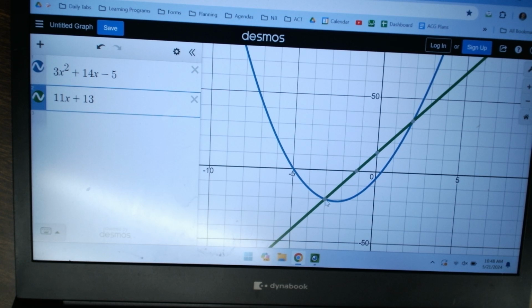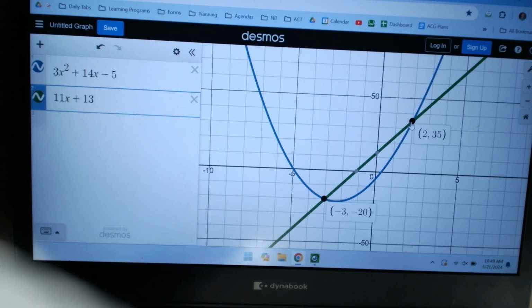The intersections are negative 3, negative 20. That was our second option. And 2, 35, that was our third option. So much easier than solving by factoring, right?